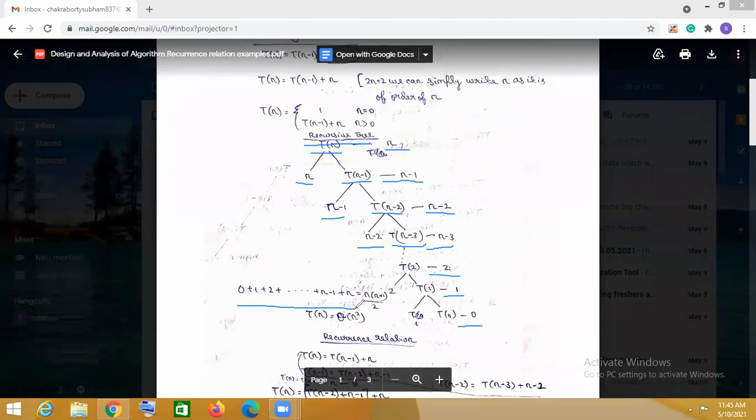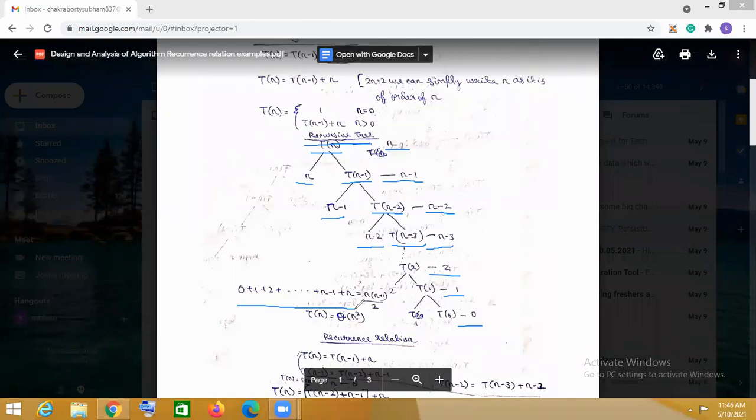If we simplify it, it will become n square plus n by 2. Now, what is the highest value? The highest value is n square. That means it will be order of n square.